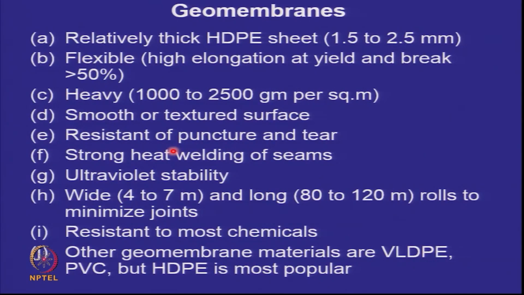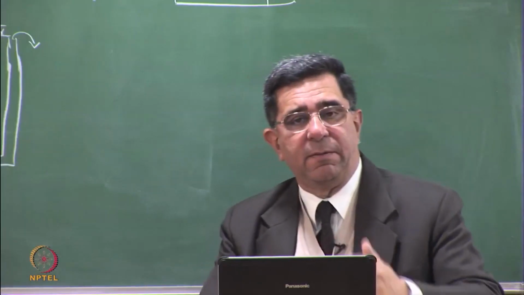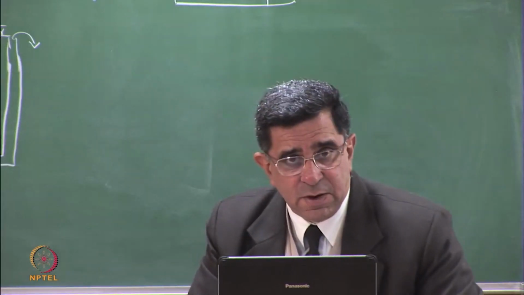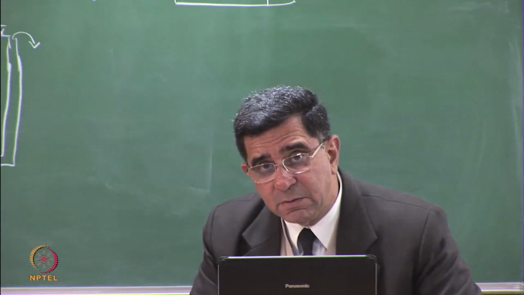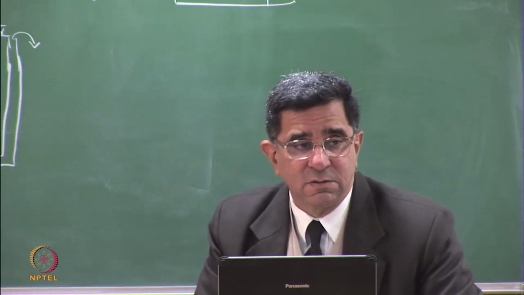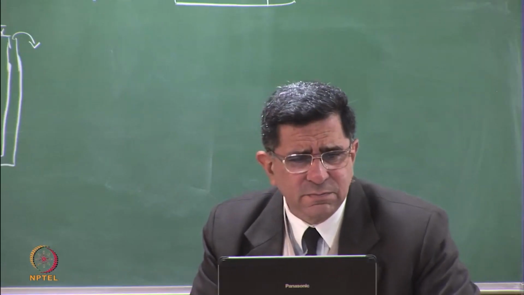Just to recall, geomembranes are relatively thick polymer sheets. Typically in a landfill you will find them to be 1.5 to 2.5 mm thick. For very high landfills they will be 2.5 mm thick. They are flexible. When I say flexible, how much will they elongate before they break? If you do a tensile strength test on a HDPE geomembrane, before it yields or breaks, it will have 50% elongation. Just compare it with soil.